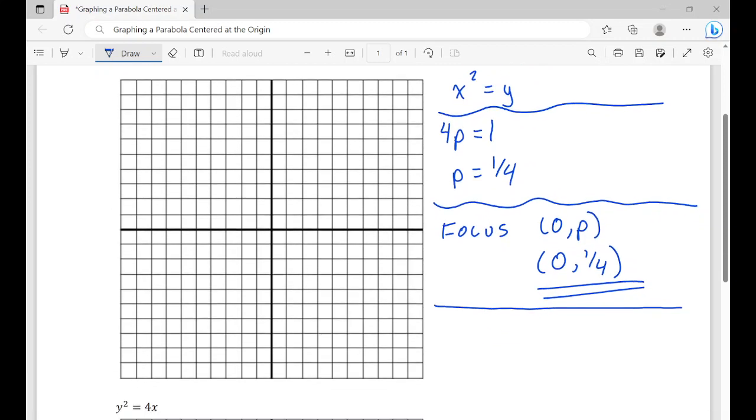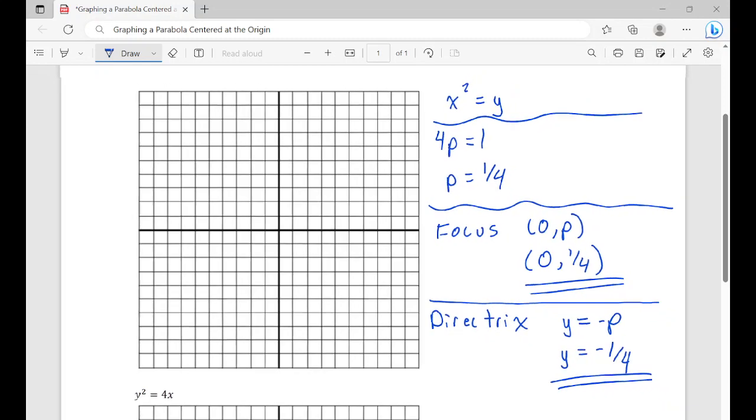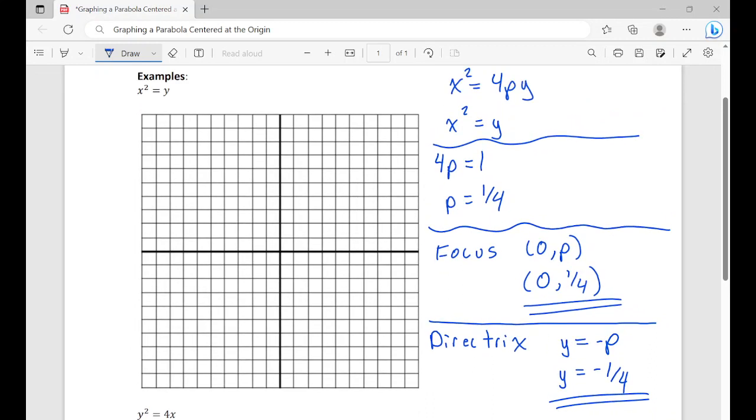Now, the directrix is just going to be y equals negative p. So again, we know what p is, so the directrix for ours is y equals negative a fourth. So we now know our focus, we know our directrix, and now we can go and actually graph our equation, x squared equals y.